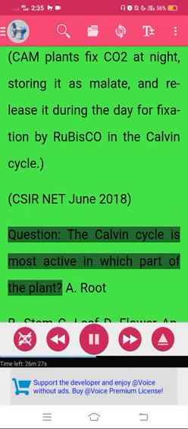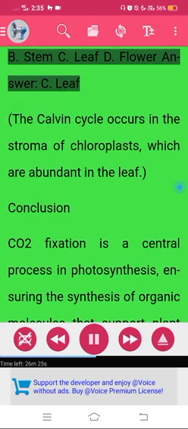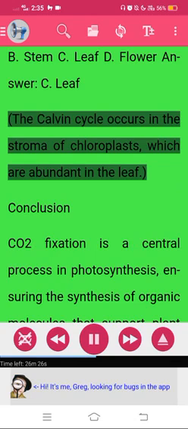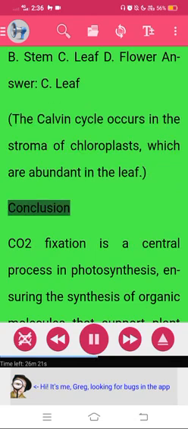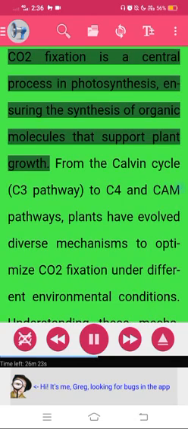Question: The Calvin cycle is most active in which part of the plant? A. Root. B. Stem. C. Leaf. D. Flower. Answer: C. Leaf. The Calvin cycle occurs in the stroma of chloroplasts, which are abundant in the leaf. Conclusion. CO2 fixation is a central process in photosynthesis, ensuring the synthesis of organic molecules that support plant growth.